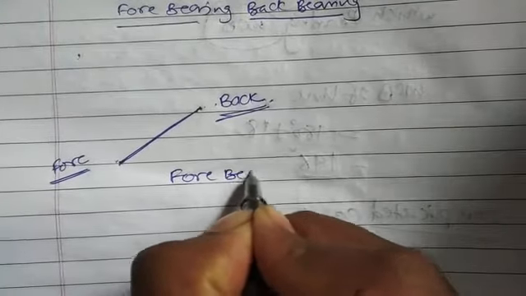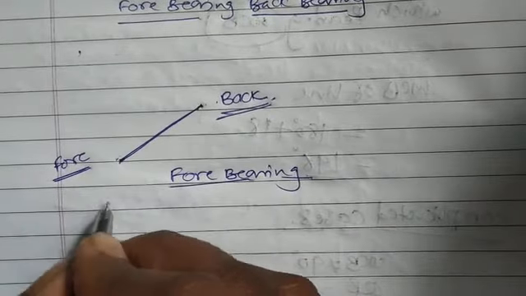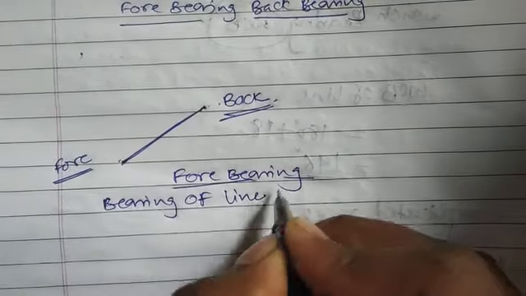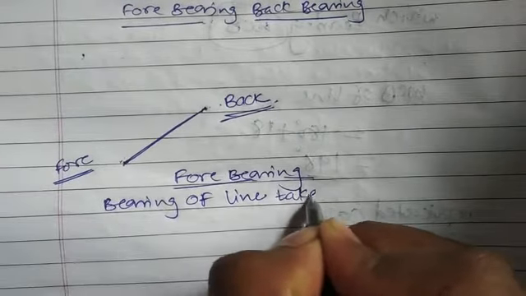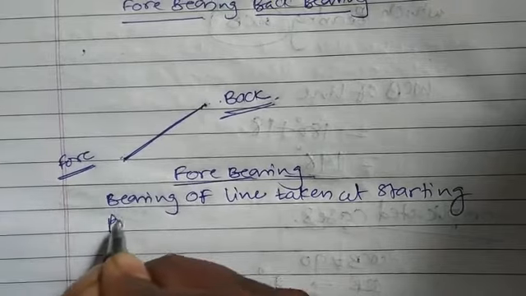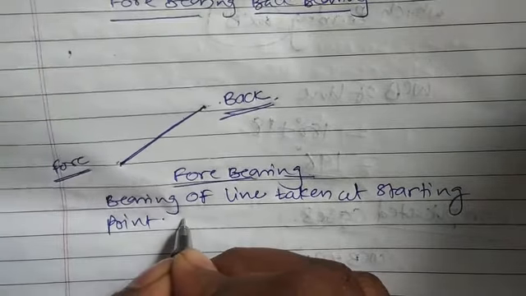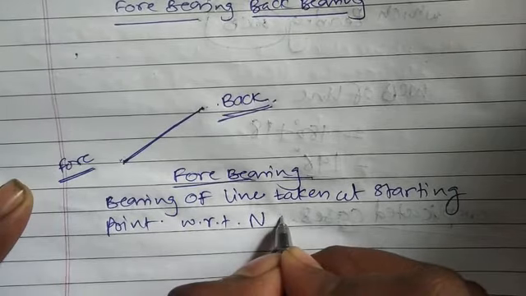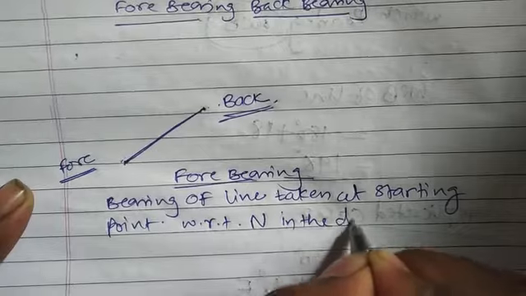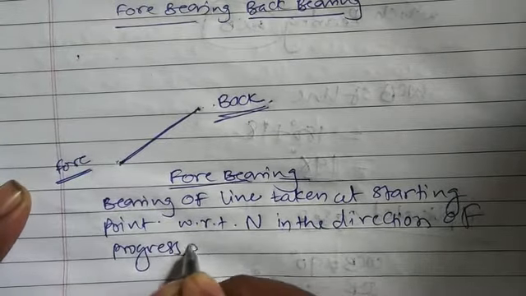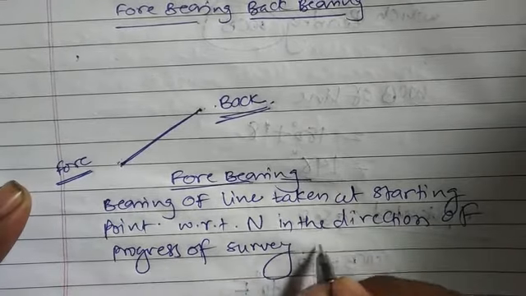Okay, so let's define this fore bearing. The bearing of a line taken at the starting point with respect to north in the direction of progress of survey. This is called the fore bearing.